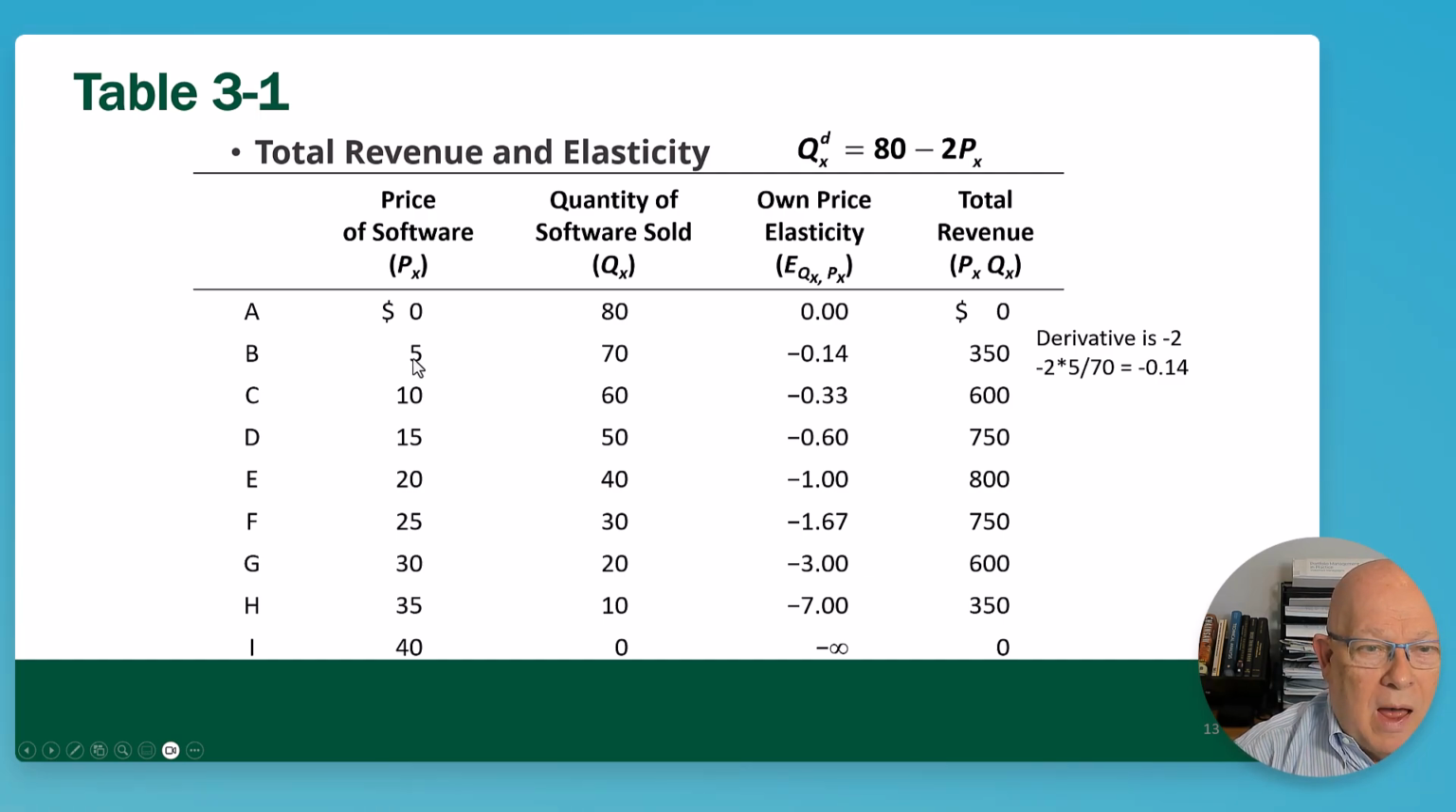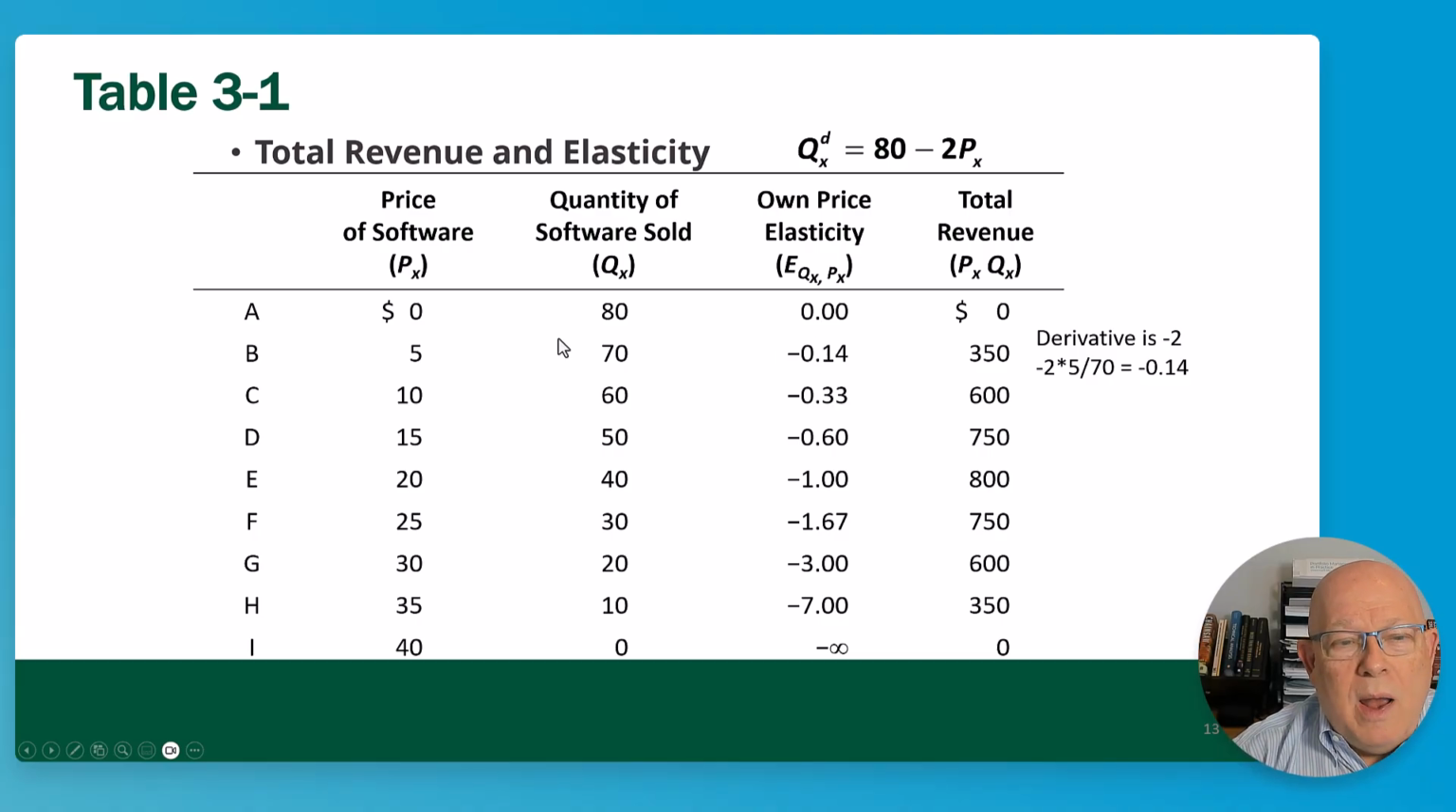So for example, $5 per unit times 70 units is $350. $10 per unit times 60 is 600, etc. So the way this negative 0.14 is calculated is if we look at this formula, we take the derivative, the coefficient just drops off. The derivative of minus 2p is a minus 2, so the p drops off. And so we take 2 times the price divided by the quantity, we get a negative 0.14. So that's a relatively small amount of elasticity.